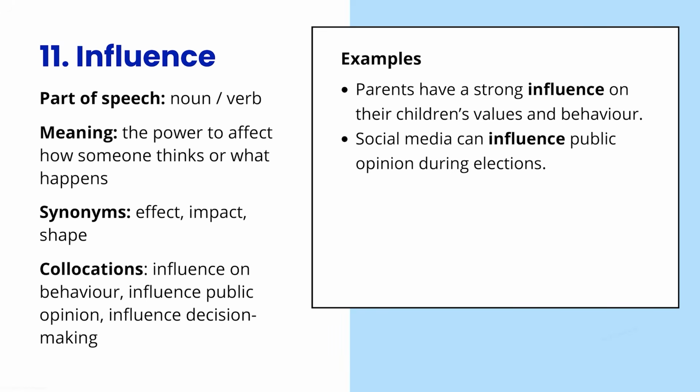When you're using influence as a noun, make sure to use influence with on. For example, influence on young people, but you don't need to use on when you're using influence as a verb. So for example, social media can influence behavior. So for that sentence, we don't need on because influence is a verb.